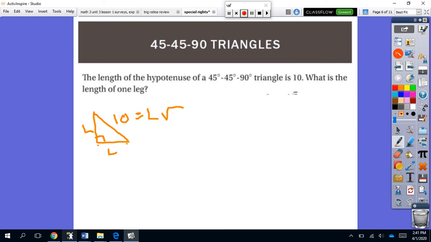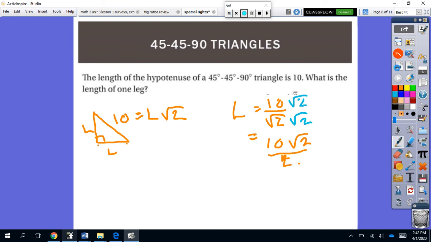Try doing this one without me and then come back now that you saw me do the previous one. So if you came back and after you tried it, you set this equal and you divide both sides by square root of 2, you got L is going to be 10 over square root of 2, but since you can't leave it like that, we'll multiply by square root of 2 over square root of 2. And that gives me 10 square root of 2 on top and 2 on the bottom.